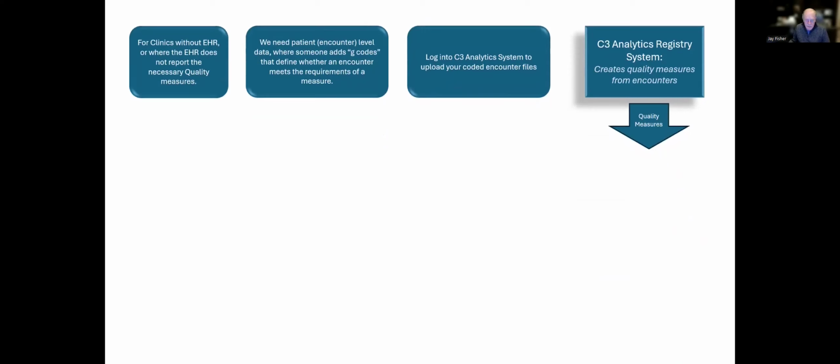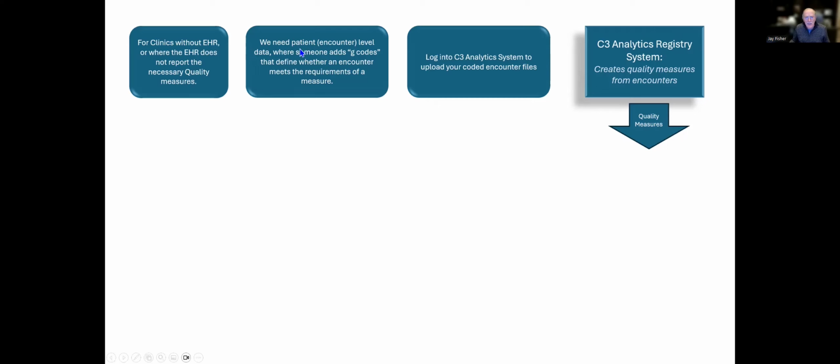So the first of them is the C3 Analytics registry system. The registry system is basically for clients without electronic health records or who have an EHR system that doesn't report the quality measures that the IPA needs. If you're one of these clients, then you're generally going to be reporting data from your billing system or sometimes from manual spreadsheets that you'll create using tools that we help to provide on top of your billing systems.